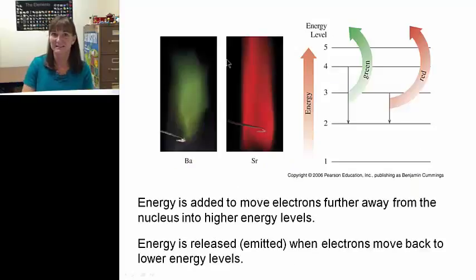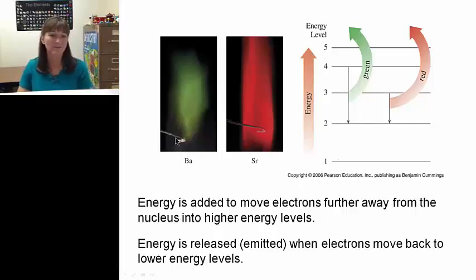Well, this next slide is going to sum up mainly what I want you to know. Energy is added to move electrons further away from the nucleus into higher energy levels. And then energy is released or emitted when electrons move back down to the lower energy level. So if we look at this picture, here they're showing us barium. They're holding a chunk of barium in a flame, and barium is glowing this green color. Here's strontium. It's making the flame burn a red color. Okay, so you might wonder, where are those colors coming from? Well, it has to do with the gap, the energy difference between these orbital levels.